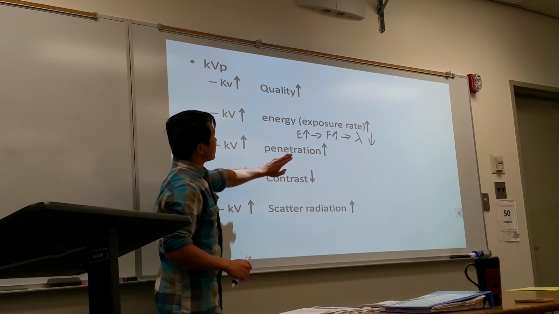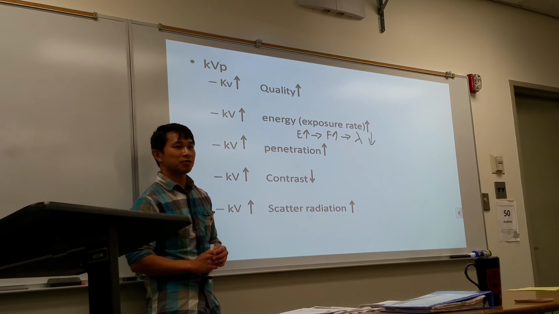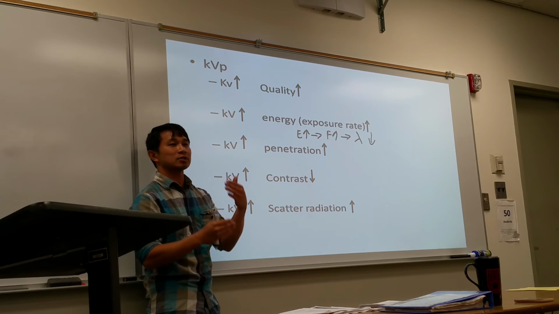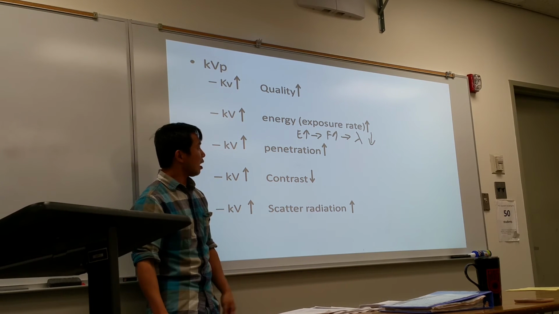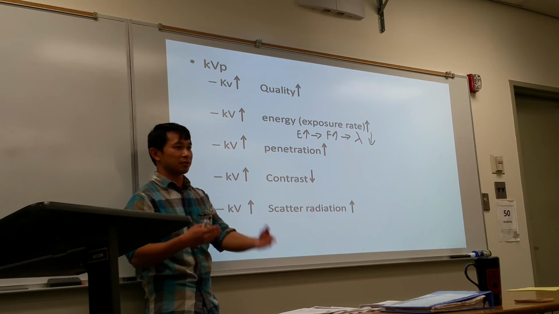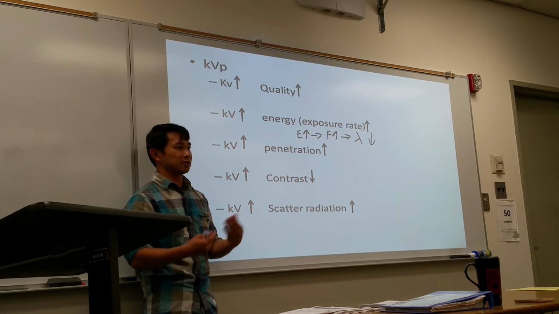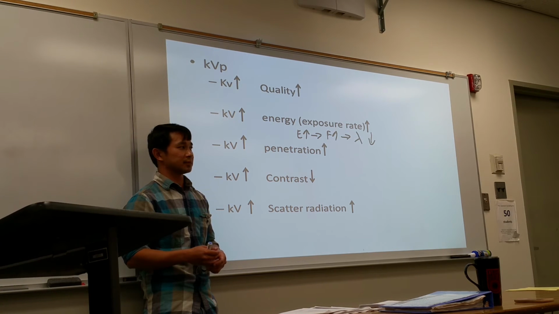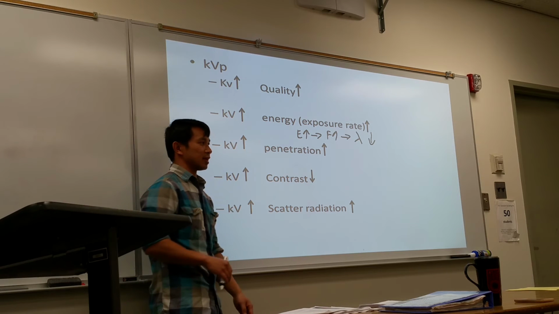High energy will give you high penetration power, allowing more of the X-ray to go through. More going through, more interaction with the film, will give you lower contrast, more shades of gray. Of course, with more interaction with the film after it goes through, it will also give you more scatter radiation. So high KV will also give you more scatter radiation. That's pretty much sums it up.